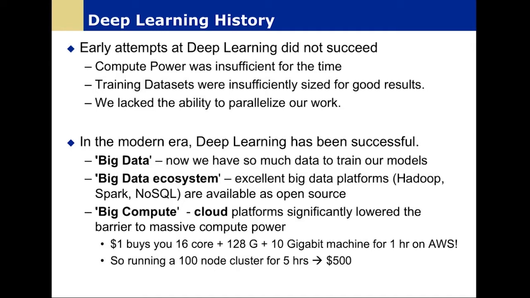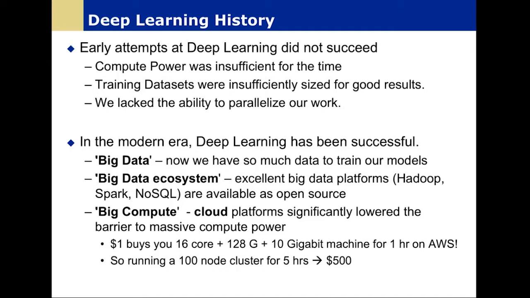But now we have several things that have made our efforts more successful, one of which is big data. So now we have the ability to have lots of data to train our models. In the big data ecosystem, we have platforms like Hadoop, Spark, NoSQL, etc. as open source, and they help us to have an ecosystem that is friendly to big data.